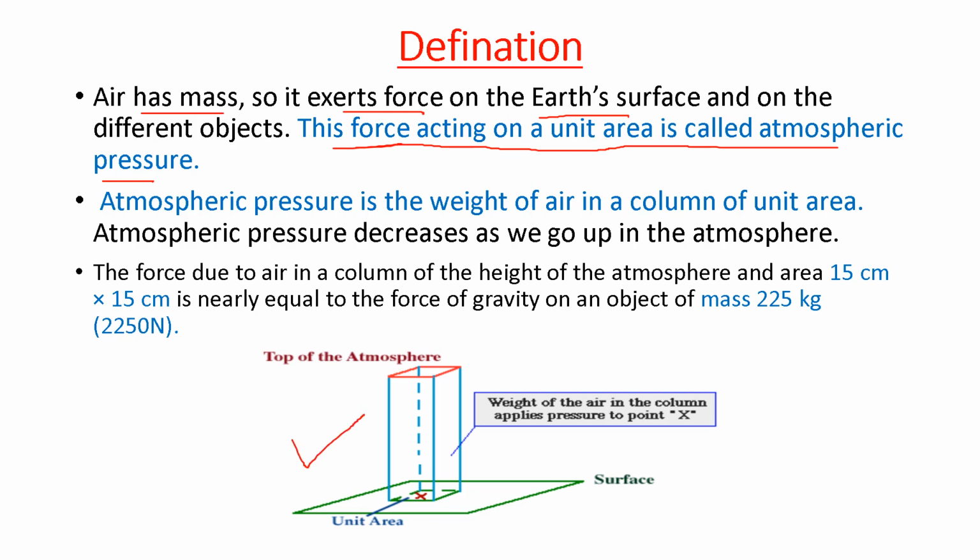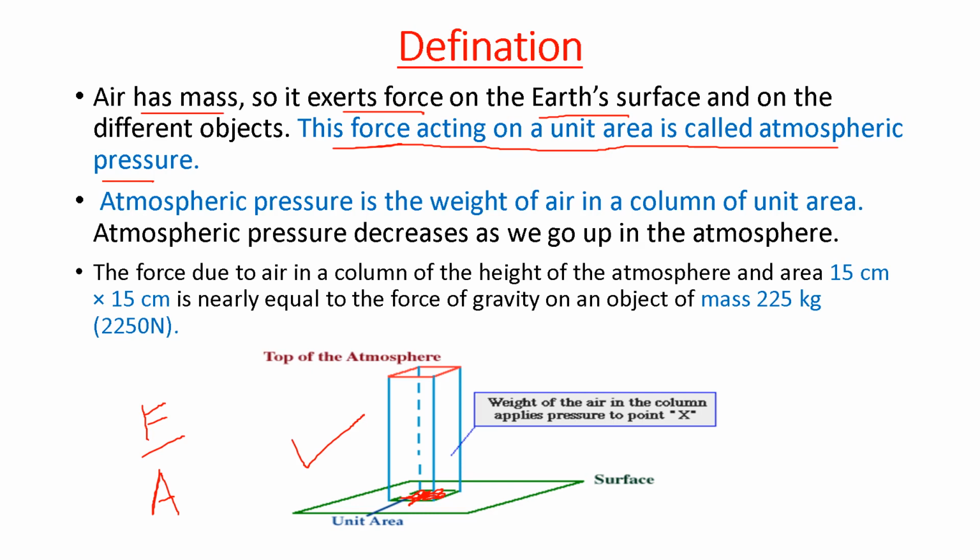To understand this we can consider a tall column up to the height of the atmosphere. The amount of air collected in this column will have some mass, and that mass will apply some force on the base of this column. Here you can see the base of the column. By using the formula force by area, we can calculate the pressure on the ground or on the surface of the earth.